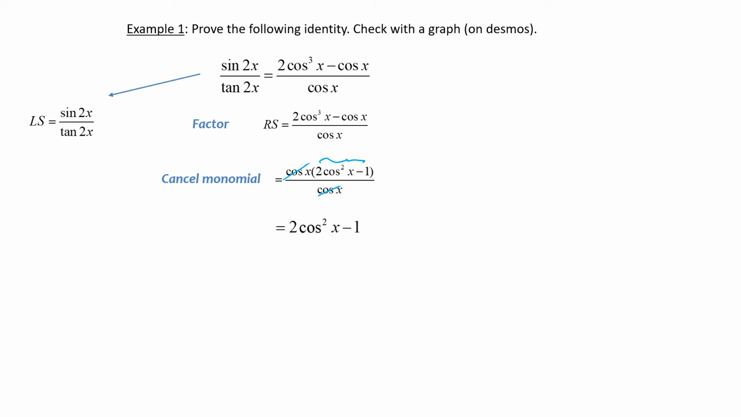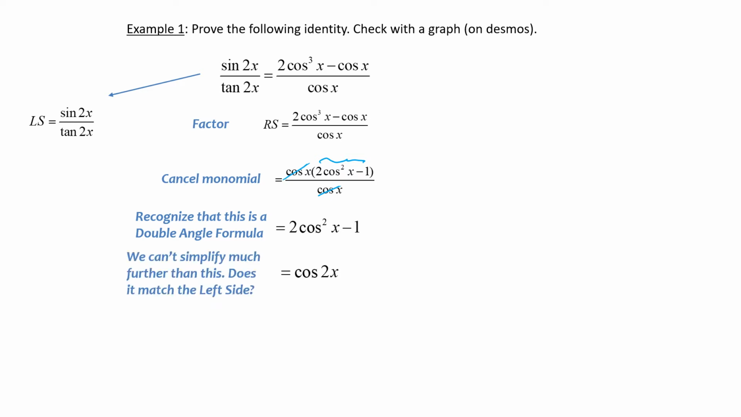That hopefully is ringing a little bell for you, or if you've got your page of formulas, identities handy, you see that I can simplify this a little further because it's a double angle formula. I can write that as cos 2x. That is as far as I can go. We can't simplify much further than this. Does it match the left side? Does it match this side over here? No, but it almost does. And hopefully some of you can see how it matches.